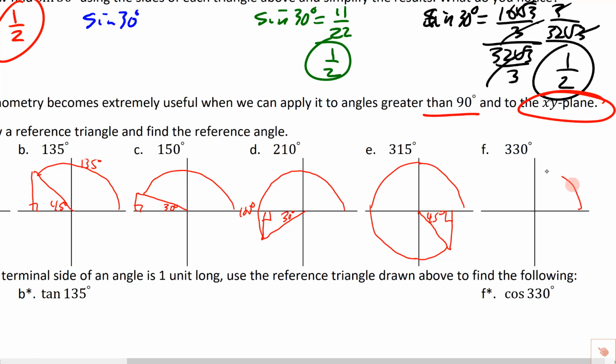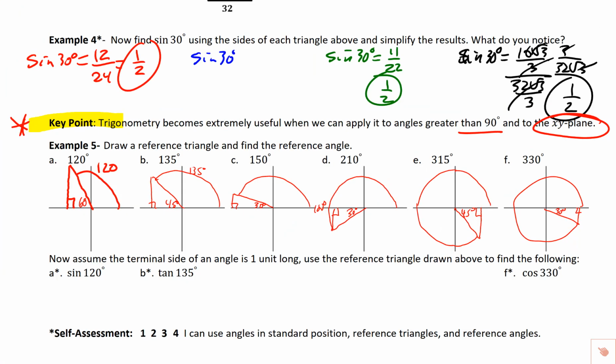And I'm going to do 330. 330 stops just 30 degrees short of going around full circle. So this must be a 30-degree reference angle right there. Now, are there any questions about those? Yeah. What if you do it with a really ugly angle? You can do the same thing. Well, we won't complicate things right now, but you can do the same thing.